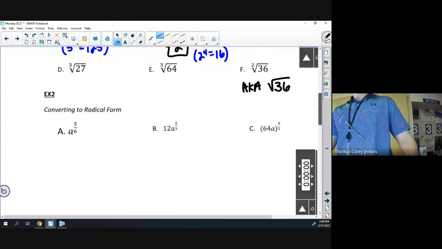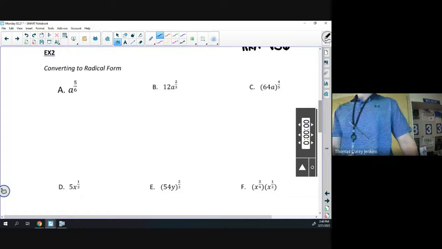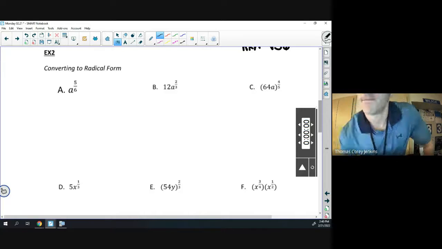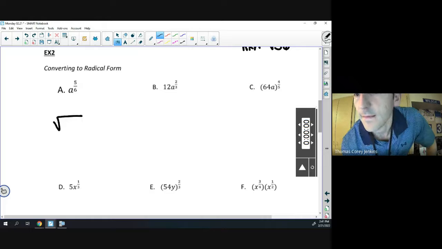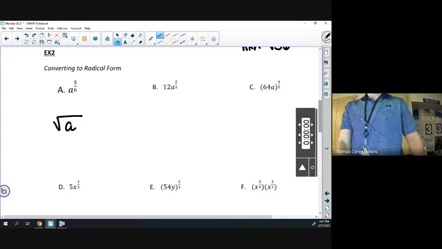All right, moving on to example 2. Now we're going to convert to radical form from exponent form. Okay, so looking at A, I know A is what goes under the radical. Now I need to figure out where do the 5 and the 6 go.